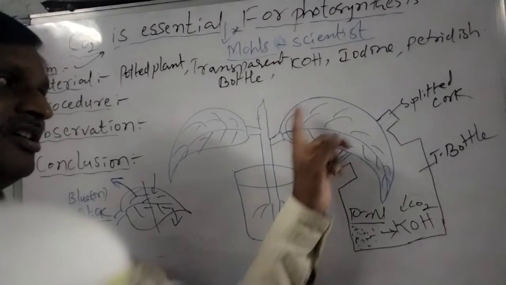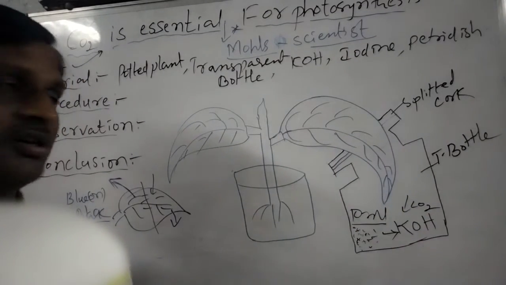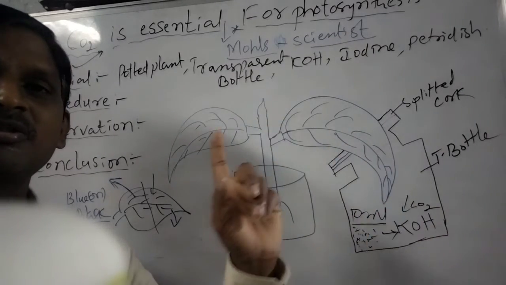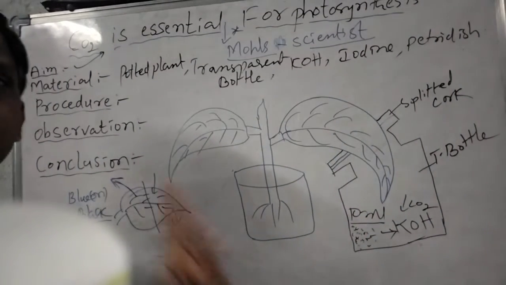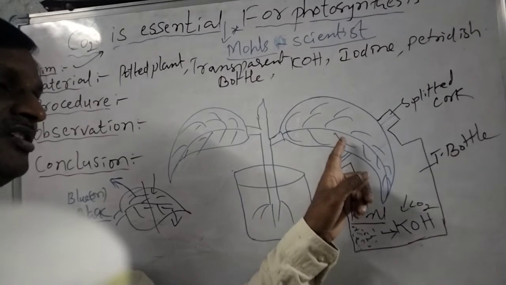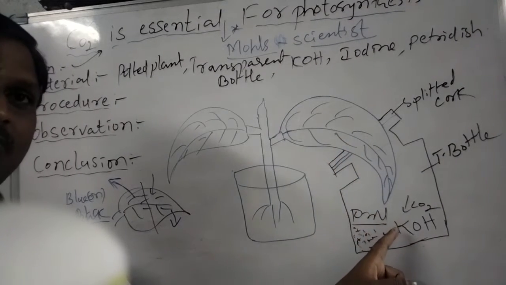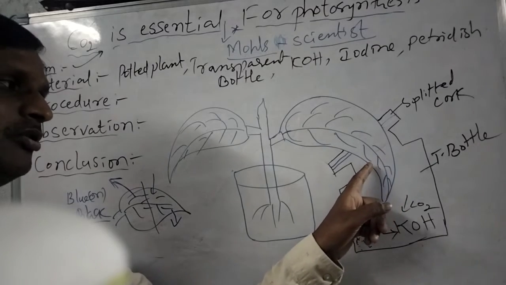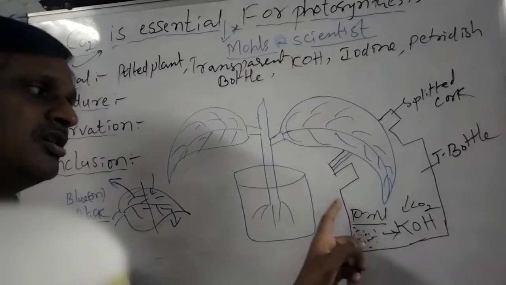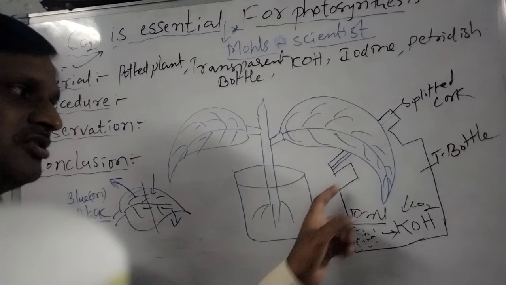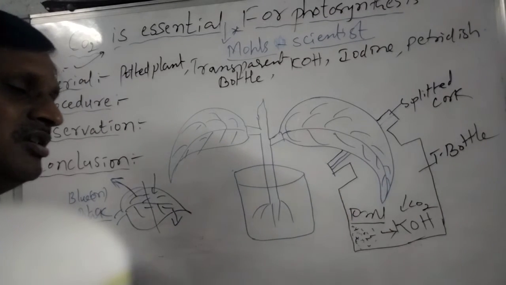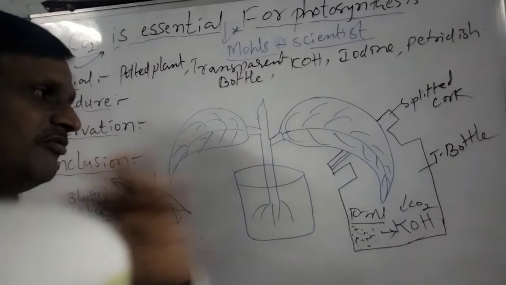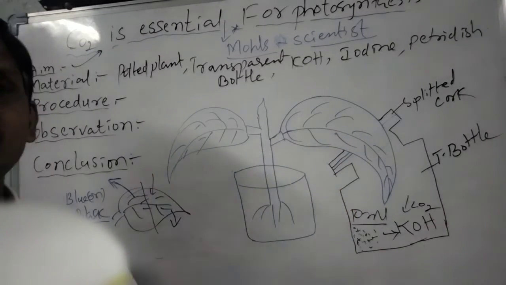Second thing, while we are inserting the leaf through the split cork, half of the leaf must be outside and half of the leaf must be inside. Third, when we insert the leaf into the transparent bottle, the leaf should not touch the walls of the bottle, because if it touches the walls, there might be some change in the color. That's why the leaf should not touch the walls of the bottle.